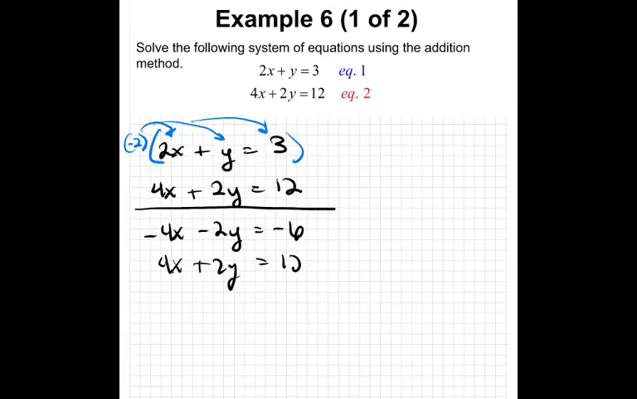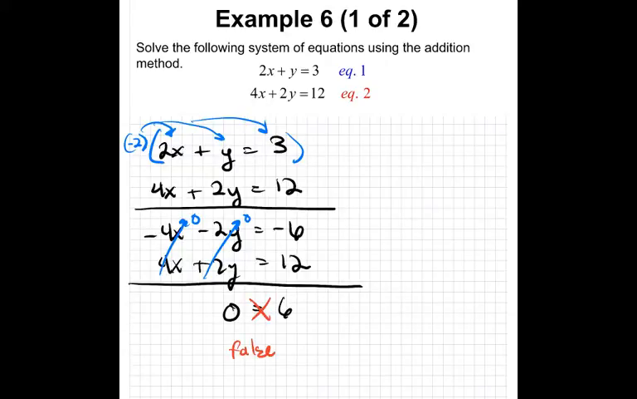So when we add these together, this adds to 0, this adds to 0. So on the left we get 0, on the right we get what? 6. Is this true or false? This is false, all right? So we're going to say the solution set is the empty set or the null set, meaning that there is no solution.